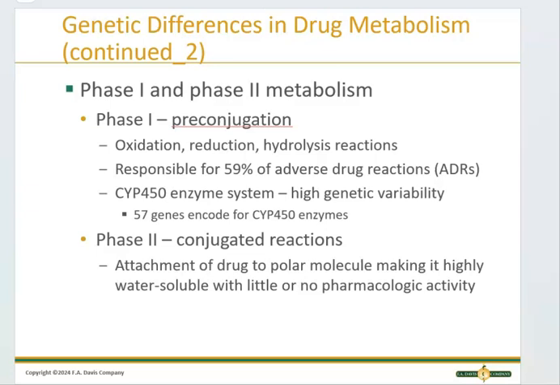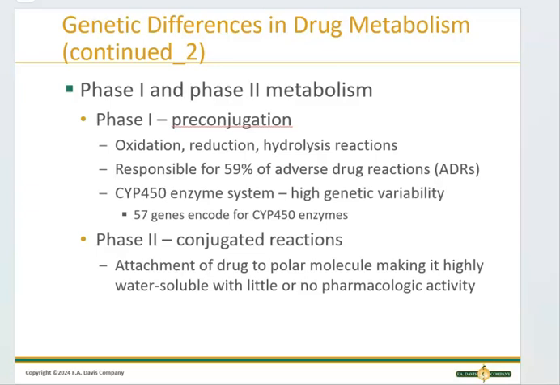Okay, so let's talk about the phases of metabolism, phase 1 and phase 2 metabolism, okay? In phase 1, we call this pre-conjugation. So drug metabolism, we know, generally takes place mostly in the liver, and it's divided into phase 1 and phase 2. Phase 1 metabolism is responsible for approximately 59% of the adverse drug reactions that are cited in the literature.